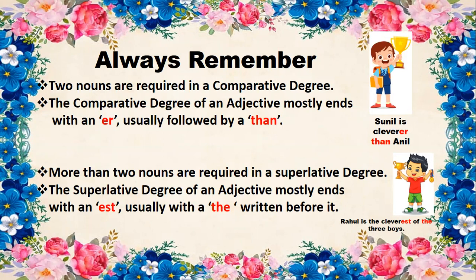The superlative degree of an adjective mostly ends with an est, usually with a the written before it. See in the sentence, Rahul is the cleverest of the three boys. So here in front of clever we have added est. So it became the superlative degree and it is followed by the.